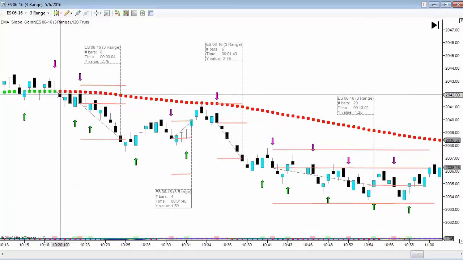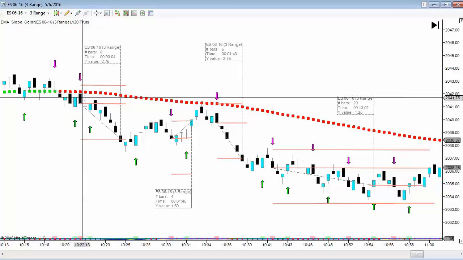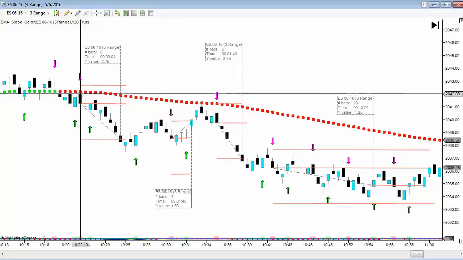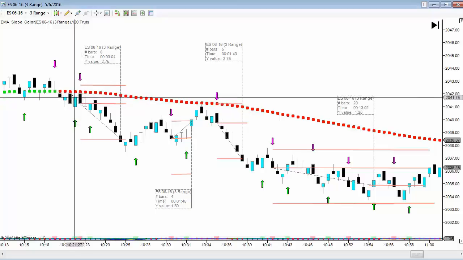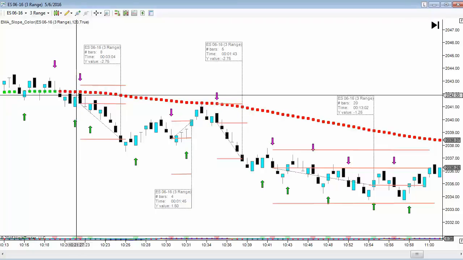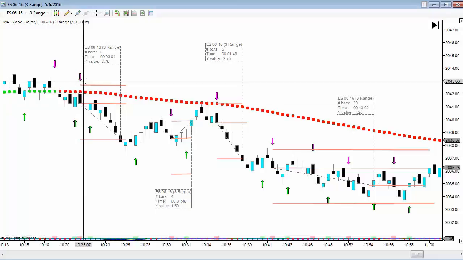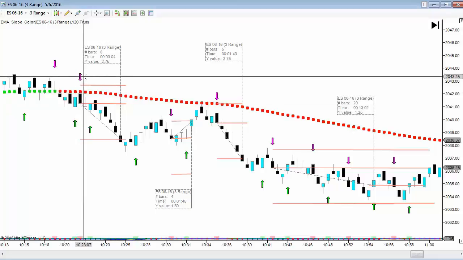So we have a nice short entry here. The candle closes full body underneath the moving average. So I want a signal where the body of the candle is completely under or completely above the line in the case of a long.